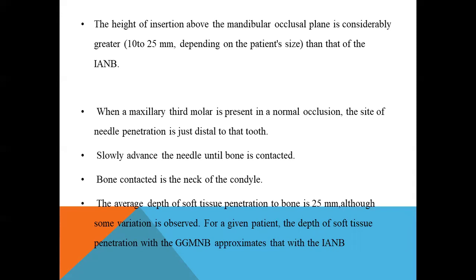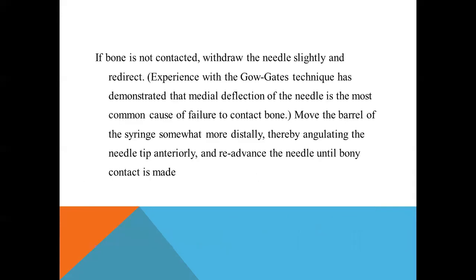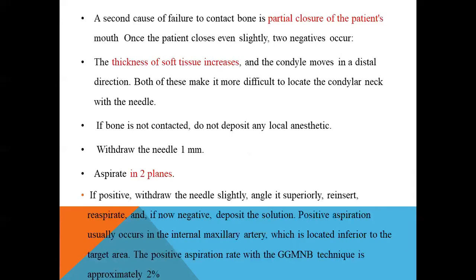Bone is contacted at the neck of the condyle. The average depth of soft tissue penetration to bone is 25 mm, although some variation has been observed. If you are not able to contact the bone, withdraw the needle slightly and redirect it. Move the barrel of the syringe somewhat more distally, thereby angulating the needle tip anteriorly, and re-advance the needle until bone contact is made.